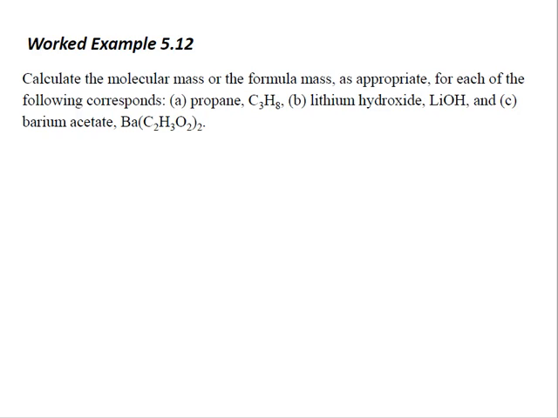Next example, 5.12. Calculate the molecular mass or the formula mass as appropriate for each of the following. A, propane, and it gives us the molecular formula, C3H8. B, lithium hydroxide, LiOH. And C, barium acetate, Ba(C2H3O2)2, with the C2H3O2 all in parentheses and a 2 outside.